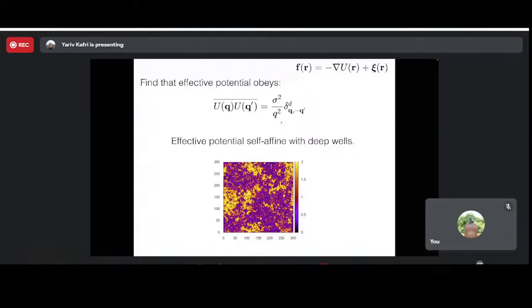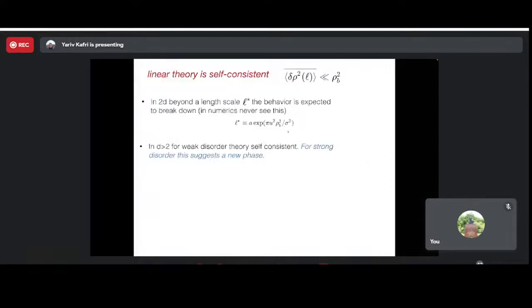You can check if the theory is self-consistent by checking when the fluctuations are small. What we find is that in two dimensions, we expect the theory eventually to break down beyond a length scale. However, this length scale is exponential in the parameters of the model. The team here made heroic numerical efforts to try and find something funny, and they really couldn't find anything beyond the log correlations. The carbon footprint of the effort was too large. Then you can check for higher dimensions, and we find that for dimensions larger than 2, for weak disorder, the theory is self-consistent. However, for strong disorder, there could be a new phase, which we don't know anything about.